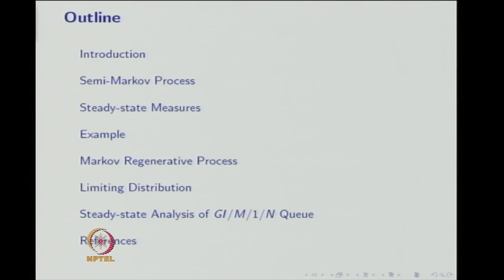Then, in the second part of today's lecture, I am going to cover the Markov Regenerative process. The definition and the properties I am going to discuss, followed by the limiting distribution. As an example, we are going to discuss the steady state analysis of the GI/M/1/N queue.